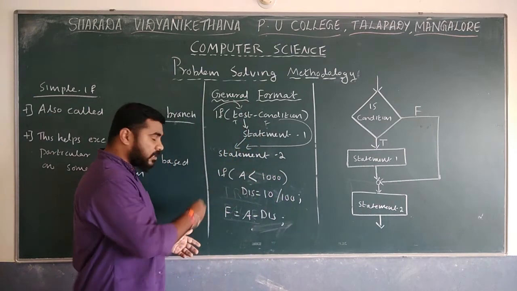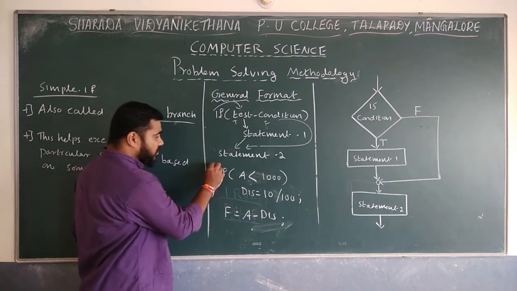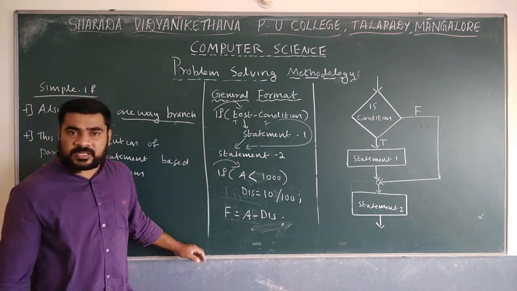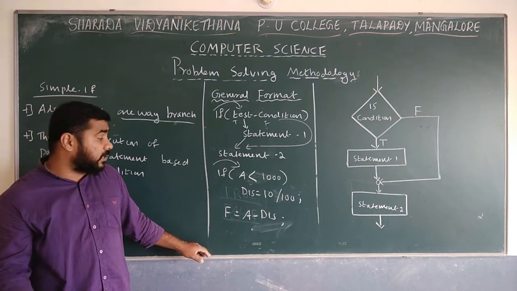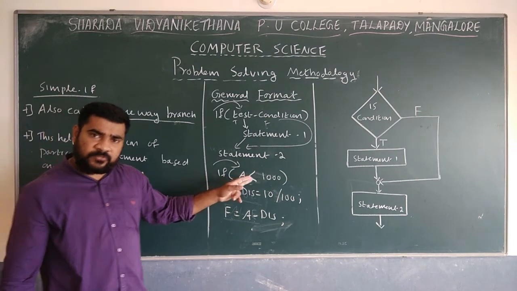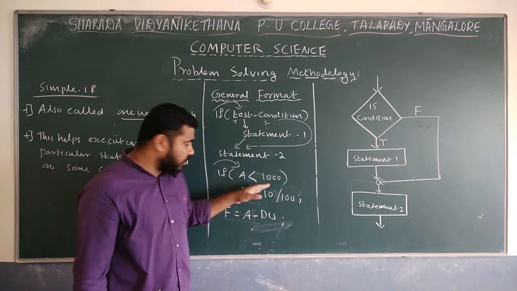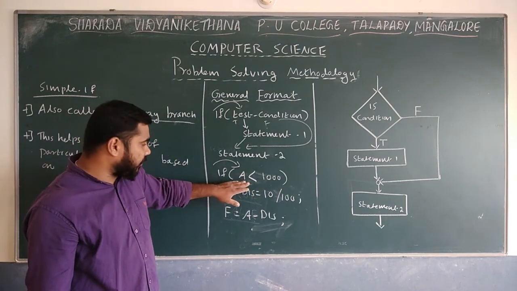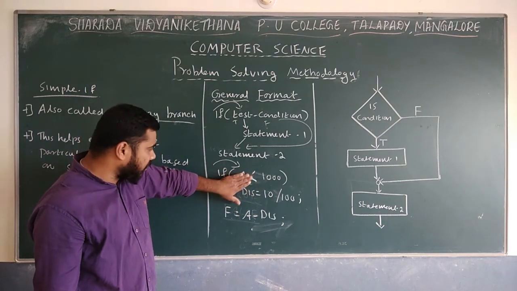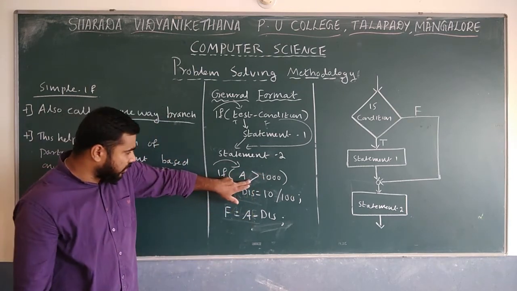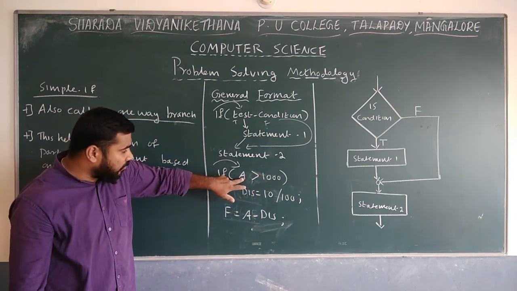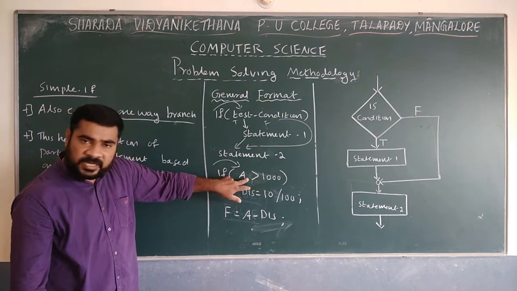So here, what is it executing? The first control is going to check the condition: amount is greater than 1000. Check whether the amount is greater than 1000. If you purchase for 2000 rupees, it is correct. So here amount is greater than 1000.